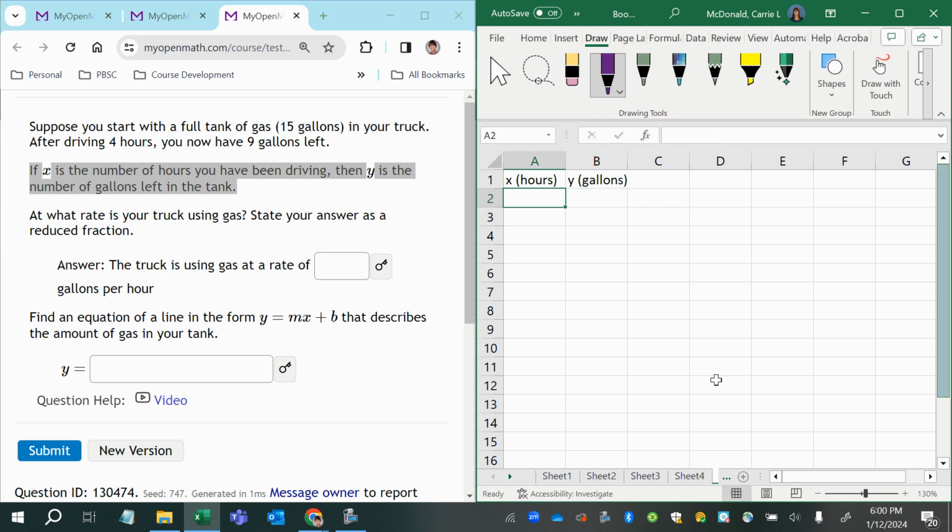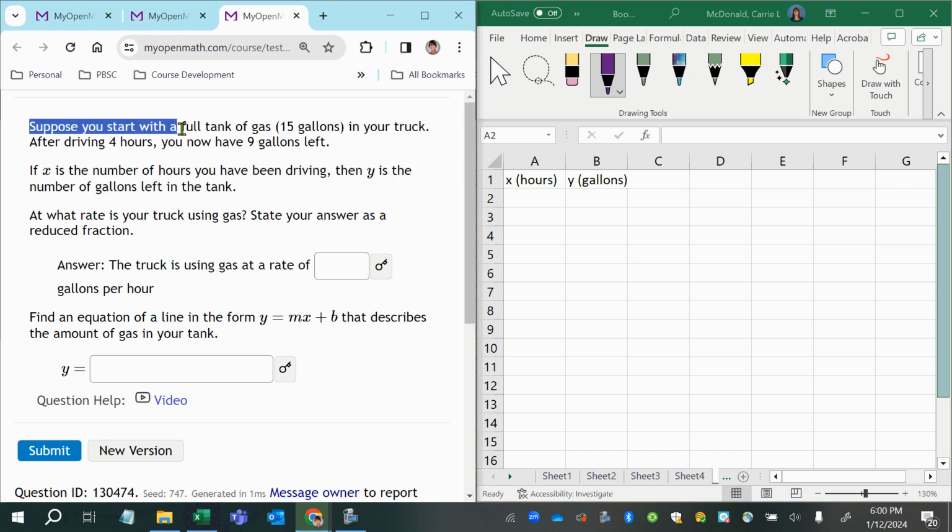Now, knowing that, I can go ahead and look for some ordered pairs. It starts off by saying, suppose you start with a full tank of gas, 15 gallons. So I know y is gallons, so I'm going to put 15 under y. And then what would be the x that goes along with that? It doesn't say how many hours we've been driving explicitly, but it does say that we just started.